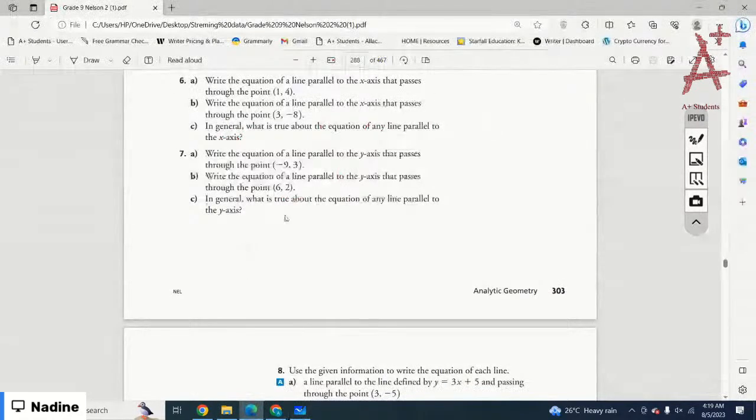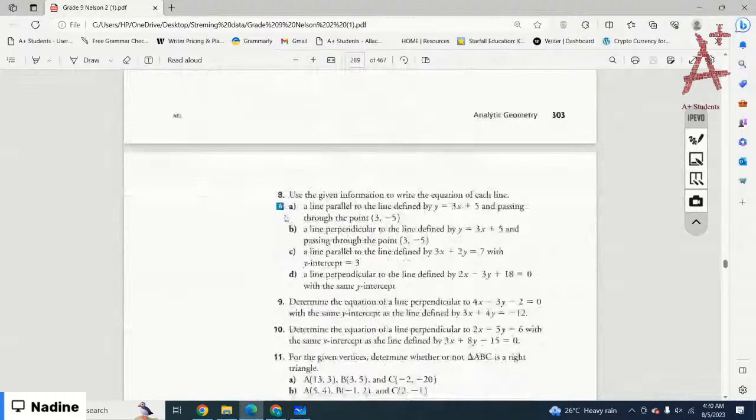What is true about equations of any line parallel to y-axis? So if a line is parallel to y-axis, it would be a vertical line, right? That means the equation has no y-intercept. Got it? Because it is parallel to y-axis. So if a line is parallel to y-axis, there is no y-intercept because the line never crosses the y-axis, right? Okay, let's just start with question number 9.